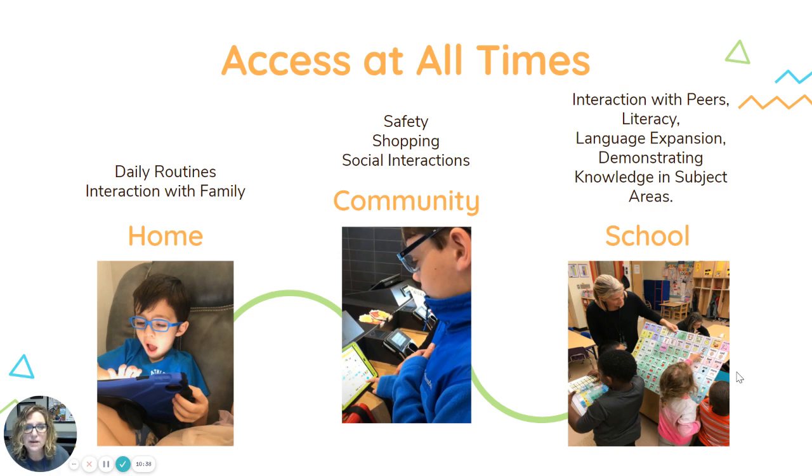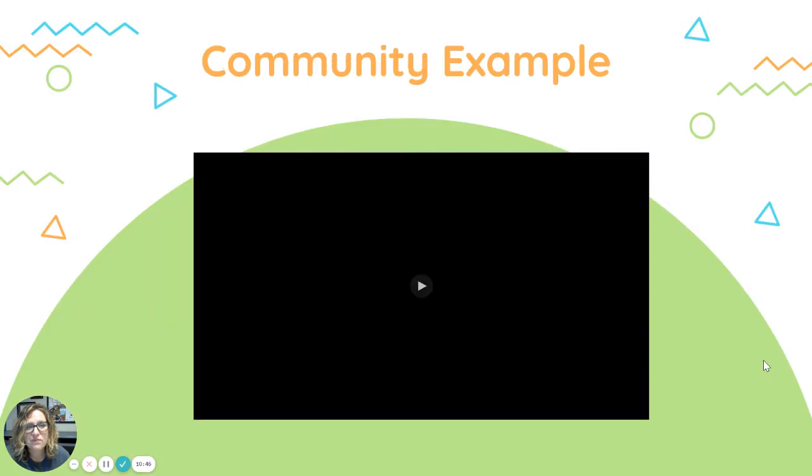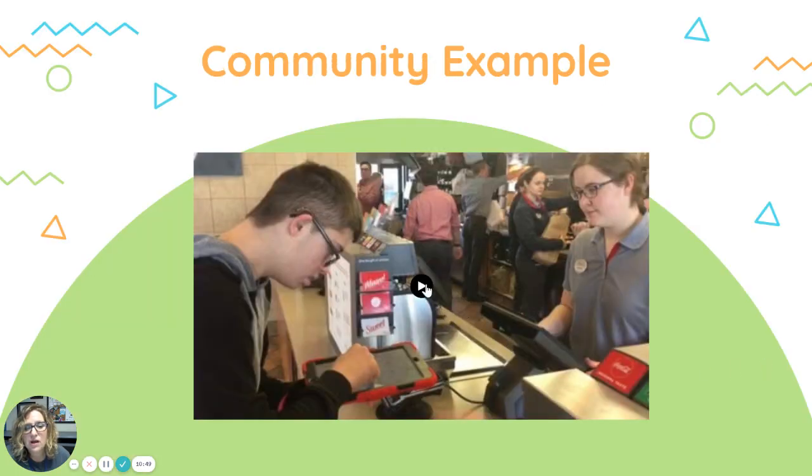So being able to have the vocabulary to say things on your own and to generate your own thoughts and ideas is very important. So here's a community example of a high school student who's ordering food. Take note of how patient the communicative partner is in waiting for this individual's response. That's a hard skill for some of us to learn, is that wait time that it may take.